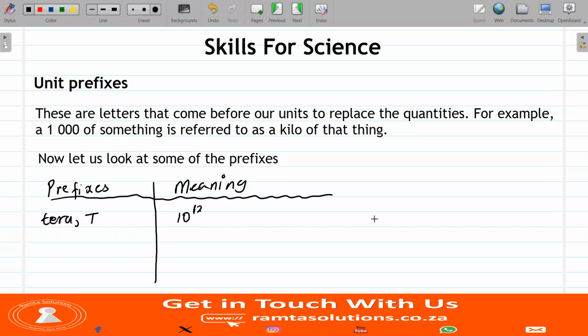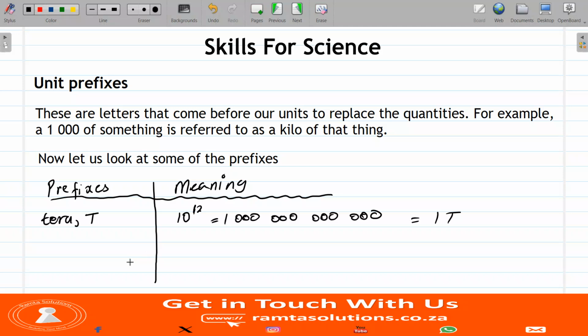But because before this unit we did scientific notation, you guys now understand, right? 10 to the 12 means 1, then 3 zeros, 3 zeros, 3 zeros and 3 zeros. That's tera. So instead of writing all of that, I will just say this is 1 tera. Tera of something.